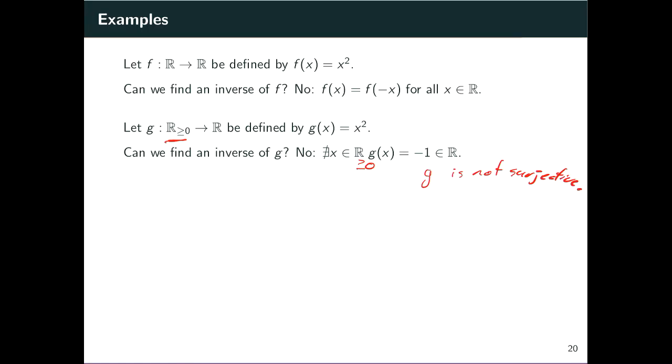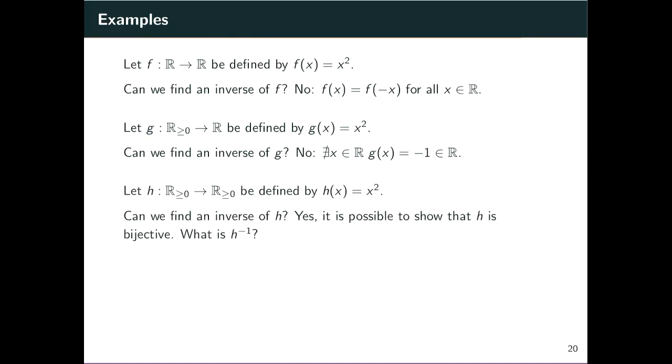I guess I could probably note here also that f is not surjective for the same reason. So this one is both non-injective and not surjective. Whereas this g here that we have is actually injective, so we can prove that it's injective. But it's not surjective, so that means it's not bijective, and therefore we can't find an inverse.